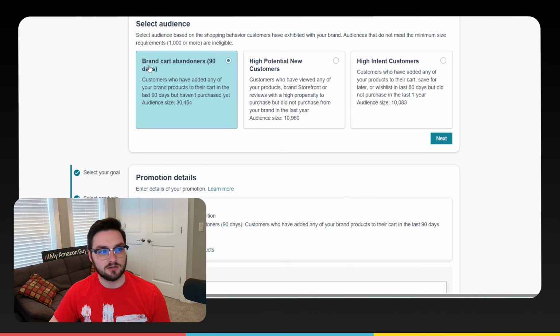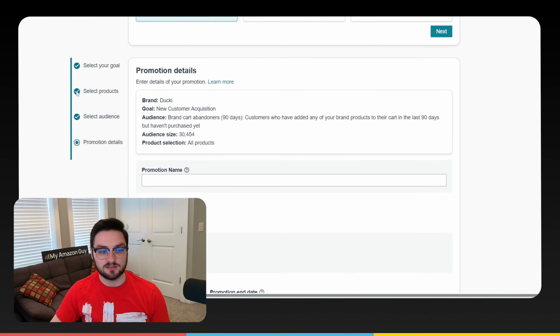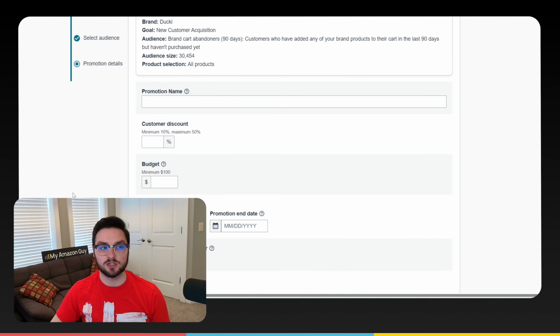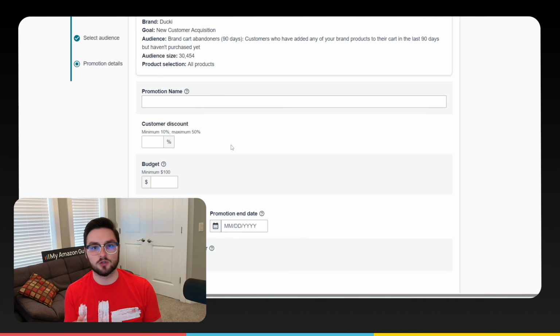So if we scroll down here, you will see this brand cart banners. Now, you only have the option for 90 days. I would typically suggest that you start this promotion, again, about a week after Prime Day ends, so that you can target all of the people who added your product to the cart during Prime Day. The minimum discount here is 10%. What I would typically do is if you're running around, let's say, a 20% discount for Prime Day, I would make it 10%. If you're running a 30% discount, I would make this 15%.